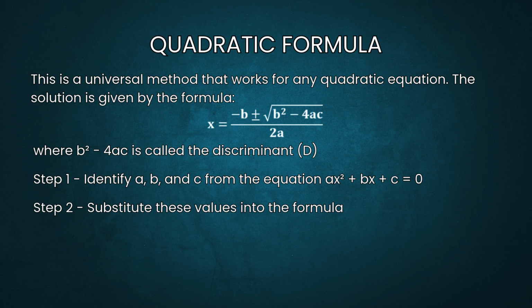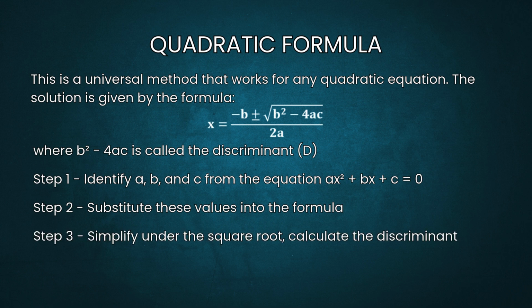Step 2. Substitute these values into the formula. Step 3. Simplify under the square root. Calculate the discriminant. Step 4. Solve for the possible values of x. Let us now solve the quadratic equation 2x squared minus 4x minus 3 equal to 0 using the quadratic formula method we discussed earlier.